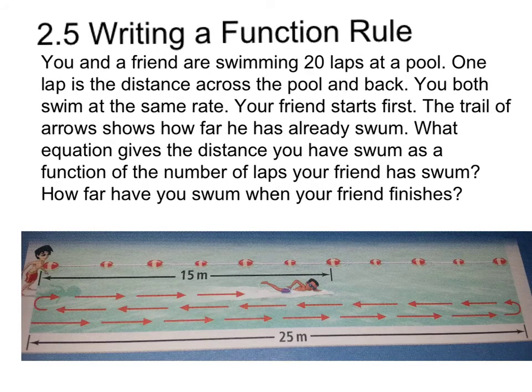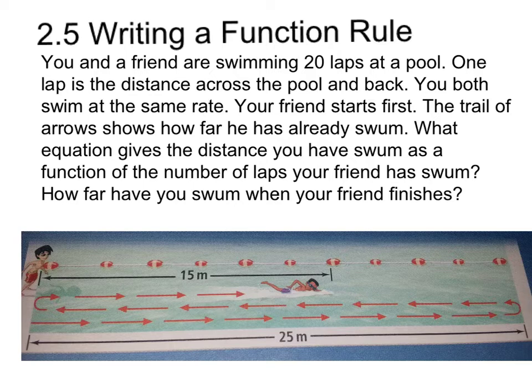Here's our Solve It problem. You don't need to write this down because it's always going to be online for you to view, but I do want you to show the work in the Solve It area in your book. You and a friend are swimming 20 laps at a pool. One lap is the distance across the pool and back. You both swim at the same rate. Your friend starts first. The trail of arrows shows how far he has already swum.